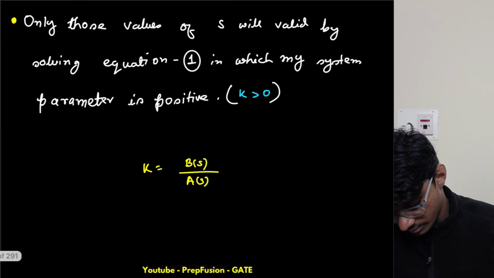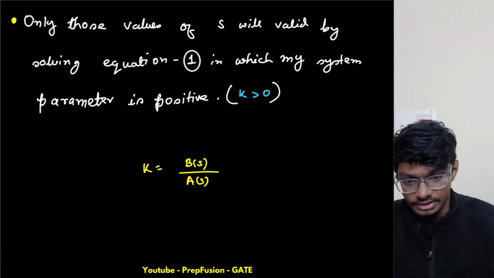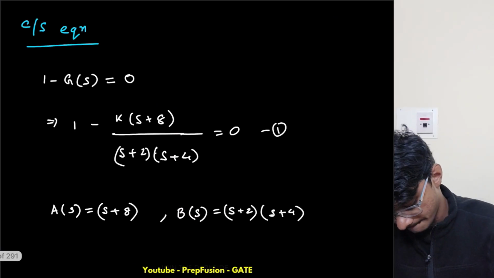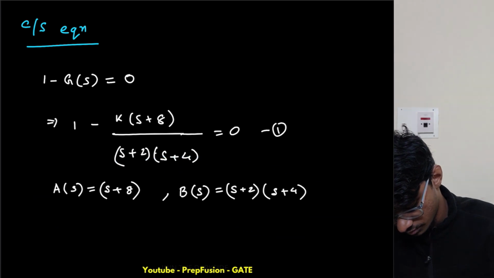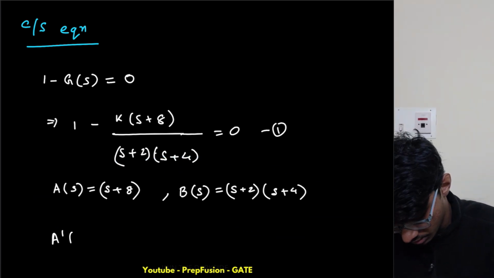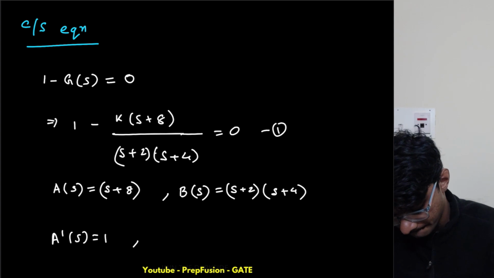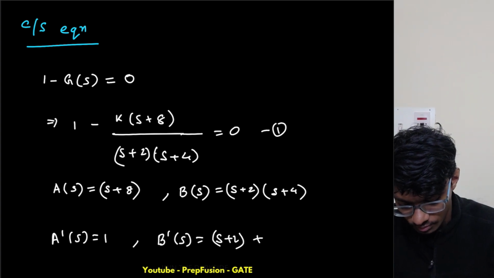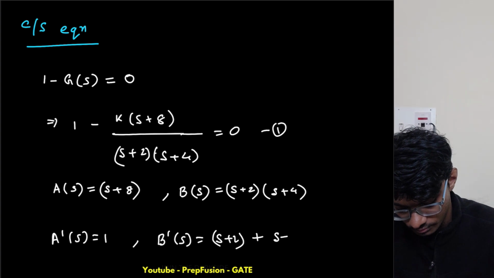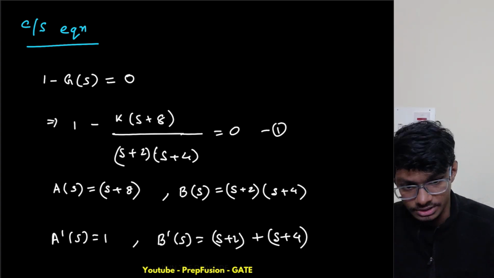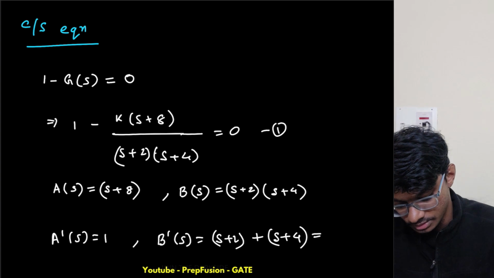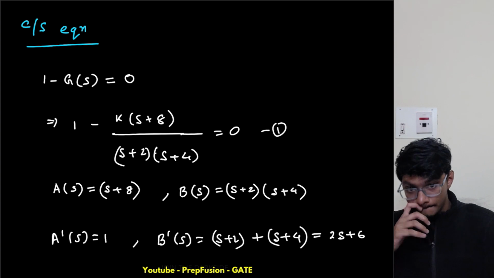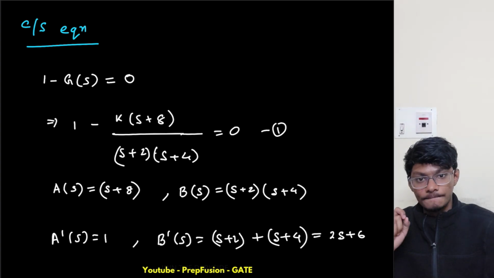What was the equation basically? I deleted that one, but I shouldn't have deleted. Just hold on a second. So this a dash of s is 1 itself. What is this b dash of s? B dash of s is s plus 2 plus s plus 4, which is 2s plus 6. So this is my b dash of s.